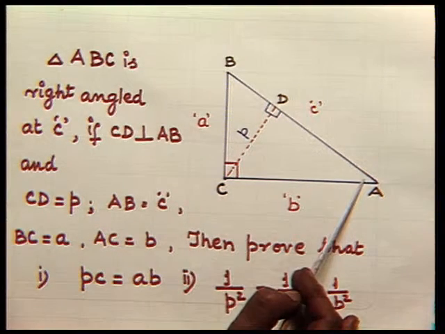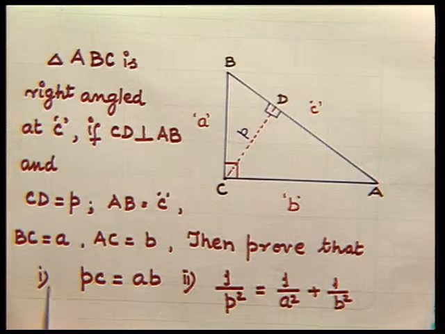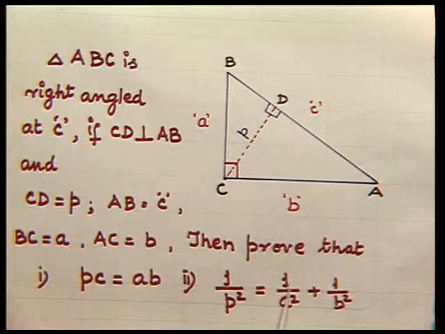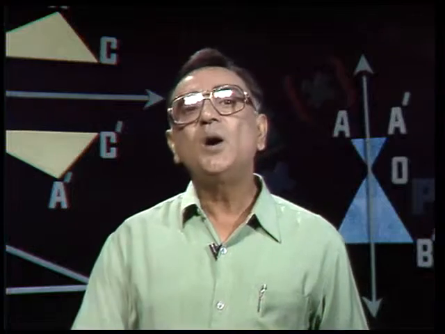opposite angle A. We have to prove first that PC is equal to AB and 1 over P squared equals 1 over A squared plus 1 over B squared. Now, to prove this result, what will we do? The first result we have to prove is that PC is equal to AB. So, let us see the triangle and find out its area.